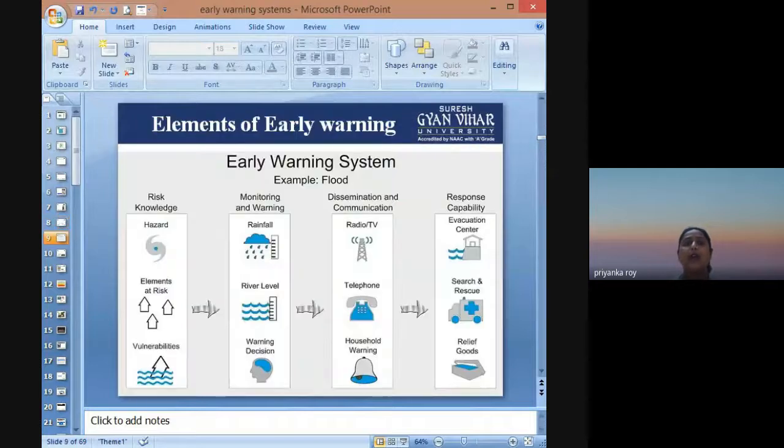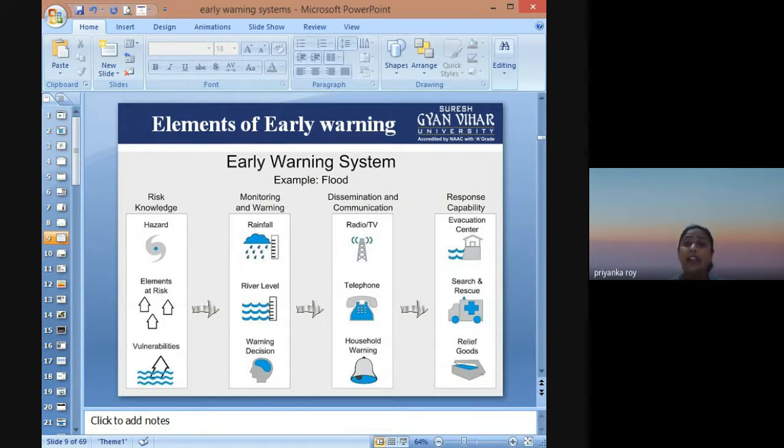Now, elements of early warning systems. What are the elements that we need to have in early warning systems? First, we need to have knowledge of the various risks that are there. What are the hazards? What are the elements of risk? What is the vulnerability of that region? It can be demographic factors, structural vulnerability, and many more.